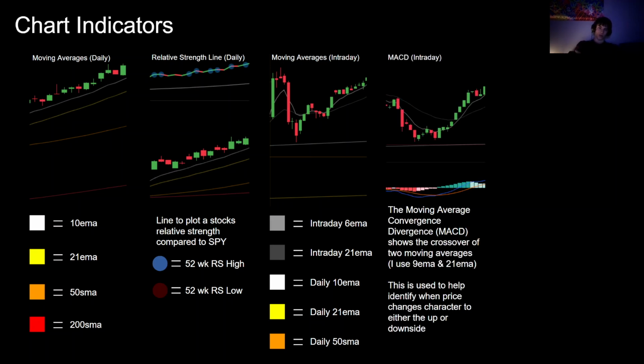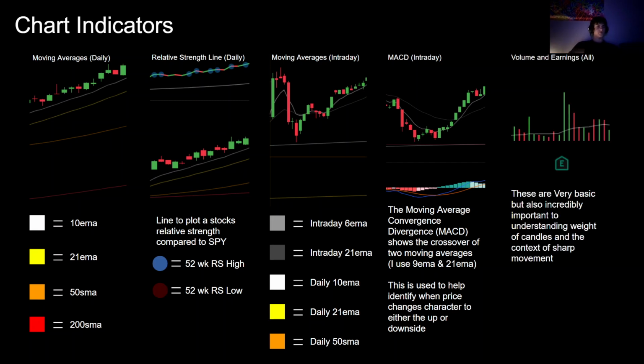For intraday, I also use the moving average convergence divergence indicator, or the MACD. This is just going to show the crossover of two moving averages. That should say 6 EMA, but I use the 6 EMA and the 21 EMA. So this just sort of helps to identify when price is changing its character to the upside or the downside, or when a move is becoming extended or overextended. So this can be helpful for that, but it's not a necessity, you know what I mean? And then for all charts, I use volume and earnings. It's super basic, but it's also the most important thing for that. You need it to understand weight of candles in the context of sharp movement.